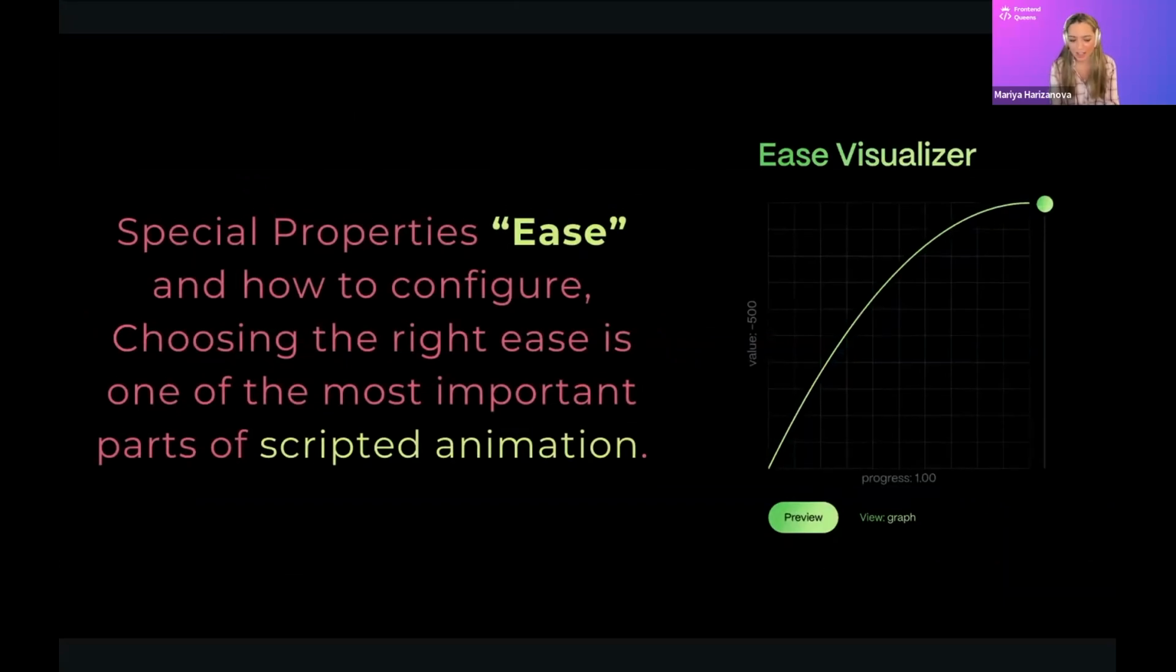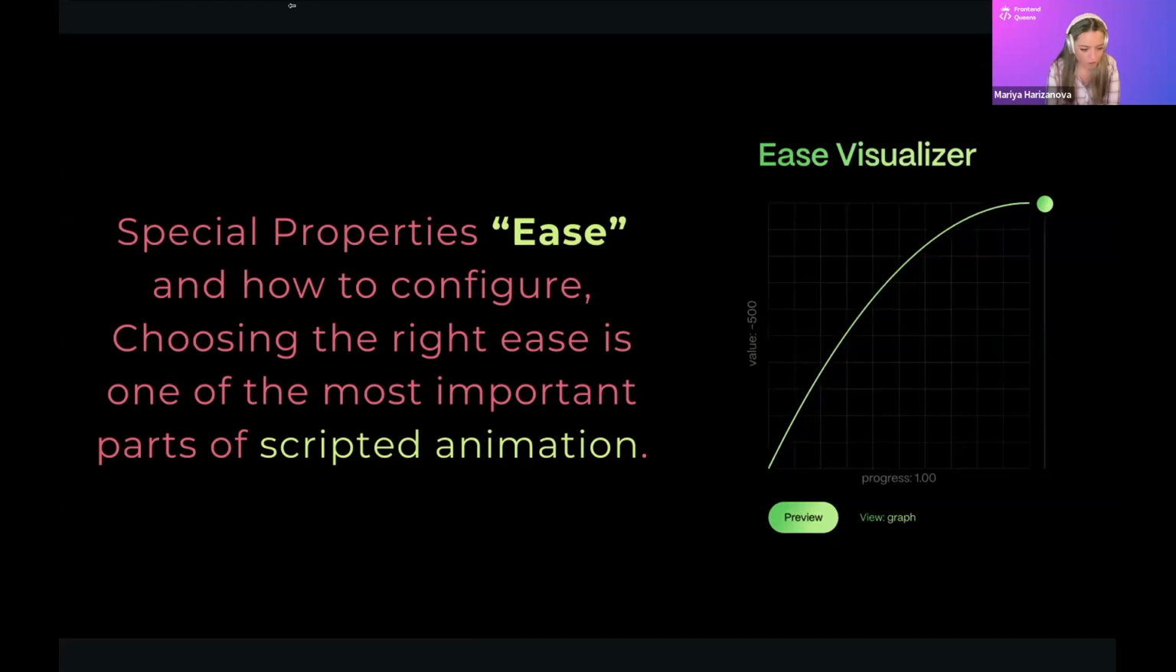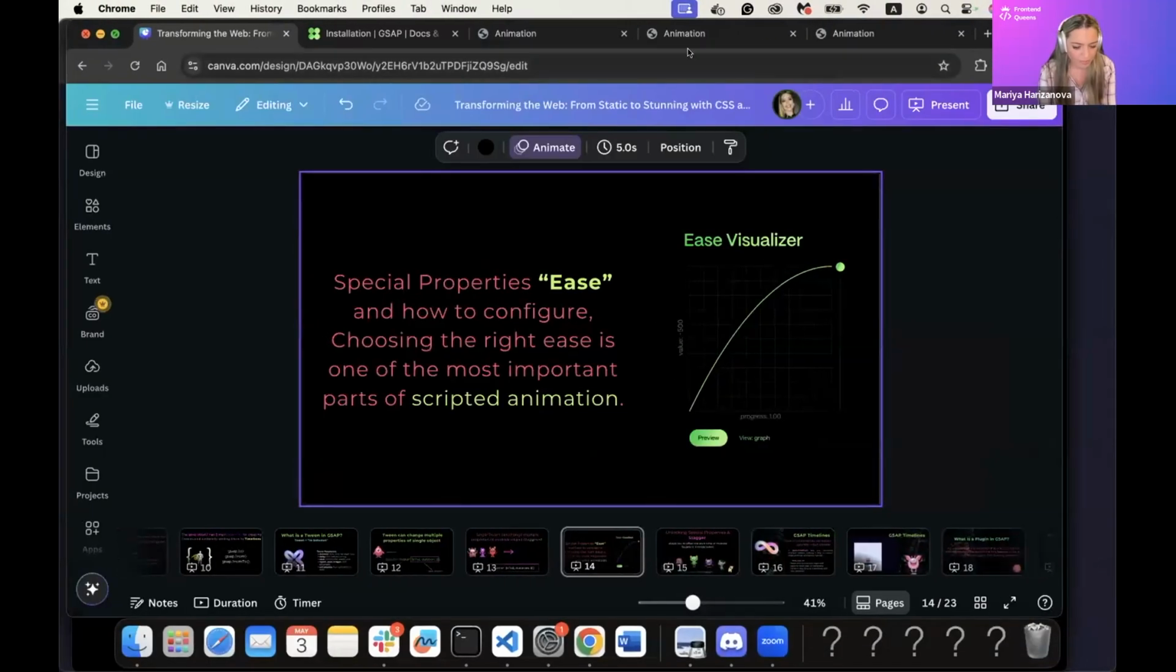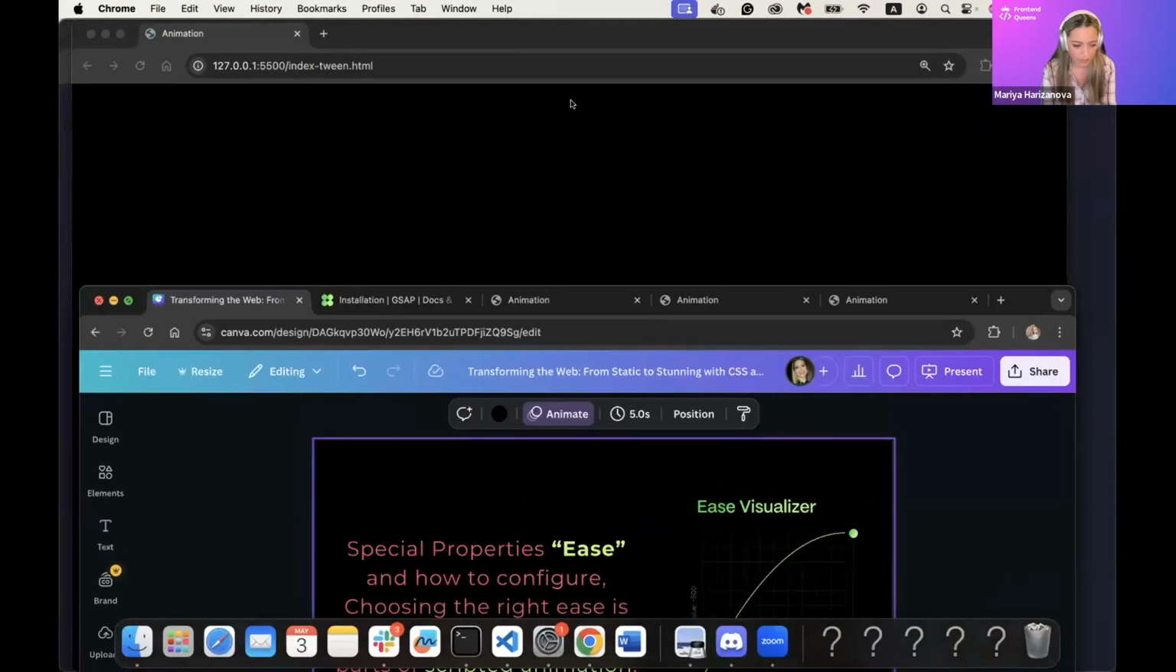Next one, which we're going to talk about, is the special property ease. So ease visualization is one of the tools which GSAP built for us developers, making development smoother and helping us understand what we actually need to use as a property. I'm going to go to their documentation and make sure that you understand what I'm trying to share with you. The side effect of sharing a screen is having so many open windows.